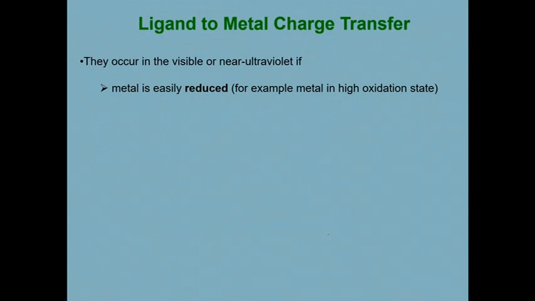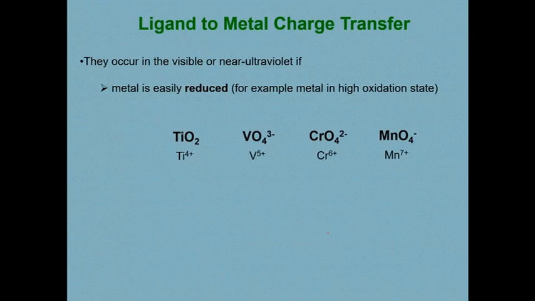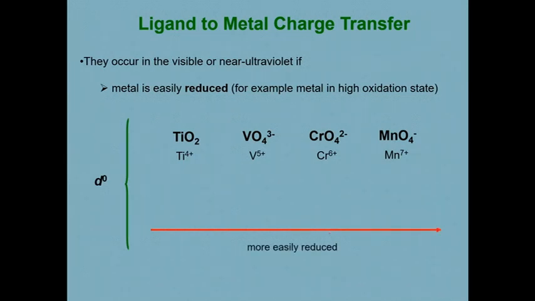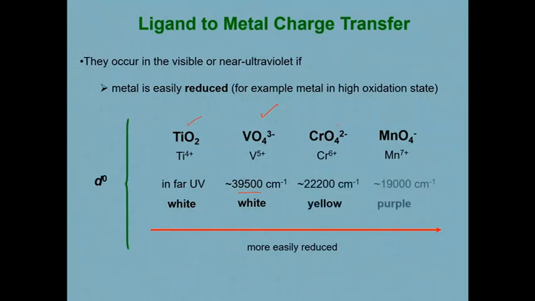And in addition to that, you have ligand to metal charge transfer, and some examples are there. You can see all these are d0, more easily reducible. TiO2 is white. This is also white, but it is at 395 nanometers. CrO4 2- is yellow, MnO4- is 19,000. So you can compare what happens going from titanium to vanadium to chromium to manganese.